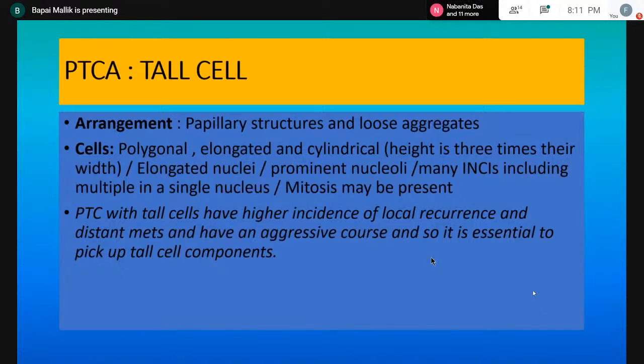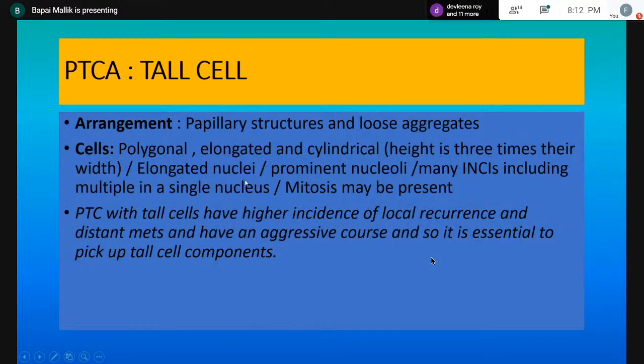Next is papillary thyroid carcinoma tall cell variant. In the tall cell variant, the cells are present in papillary structures and loose aggregates. The cells actually can be polygonal, but the important ones are the elongated and the cylindrical cells with the height, by definition. This is more of a histopathological definition, but you try to follow it in cytopathology also. Height is about 3 times their width.